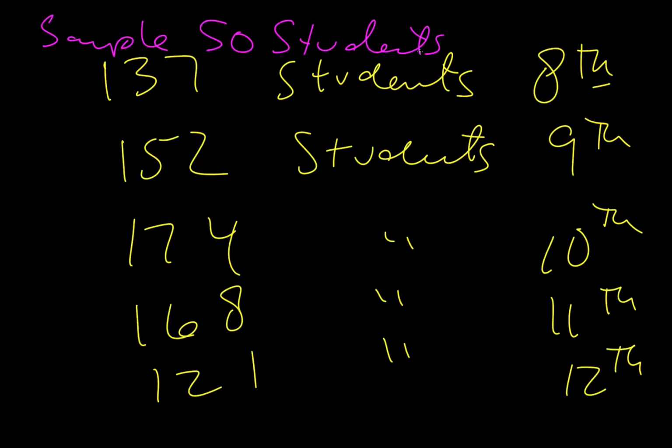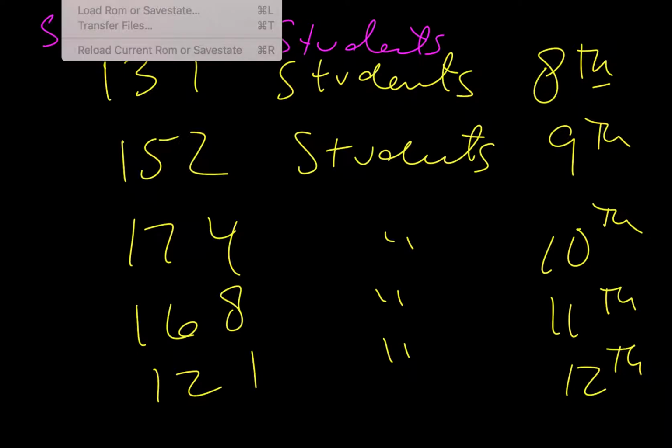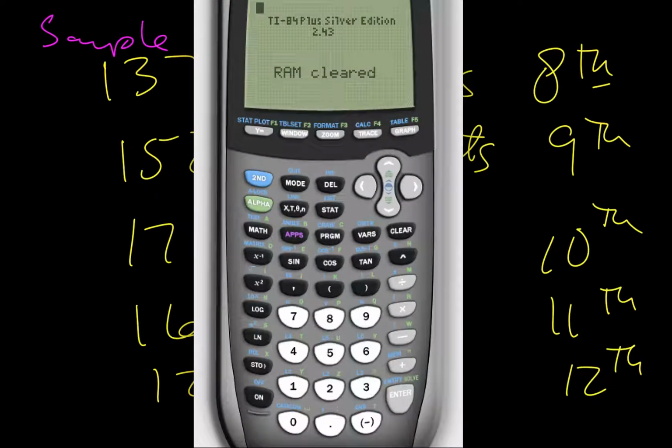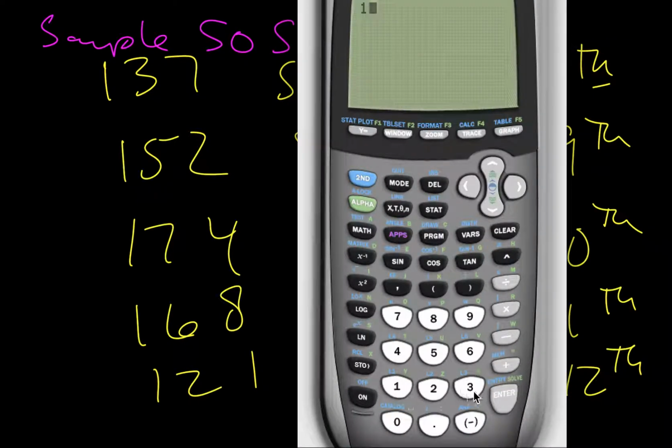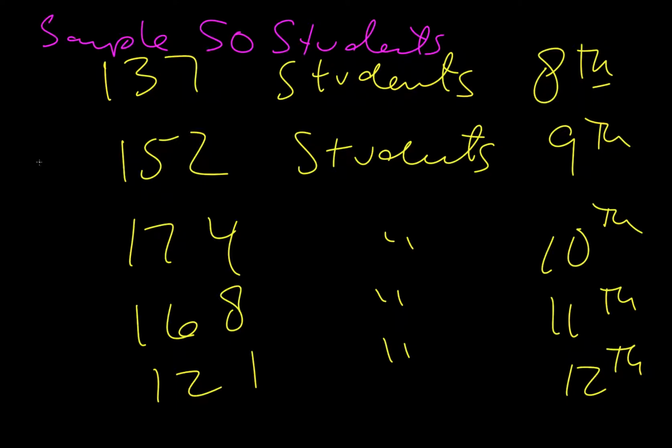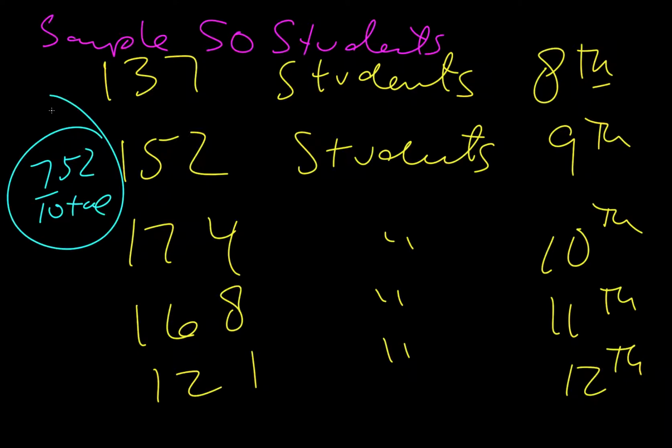Okay. So what we need to know first is the total number of students. So let's open up a calculator and add all these up. I'm just going to do 137 plus 152, 174, 168, and 121. Okay, so that's 752. So we have 752 total students.